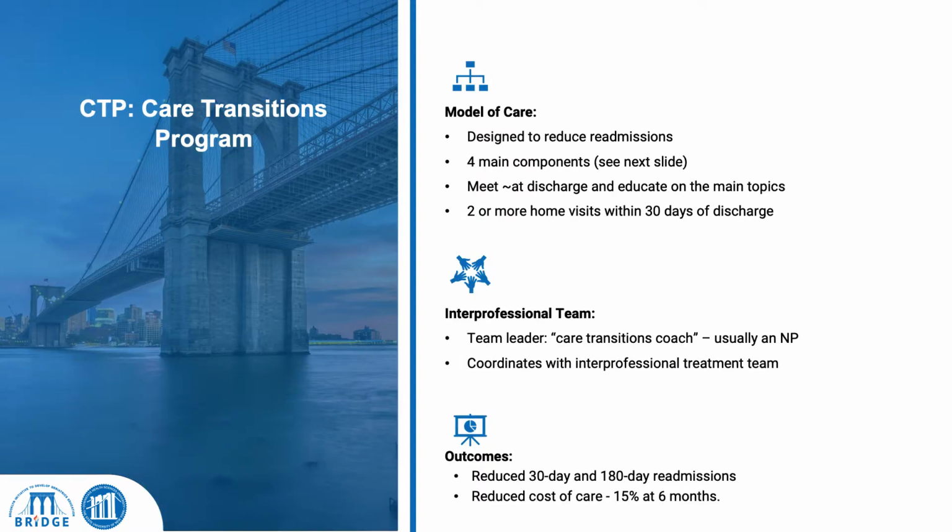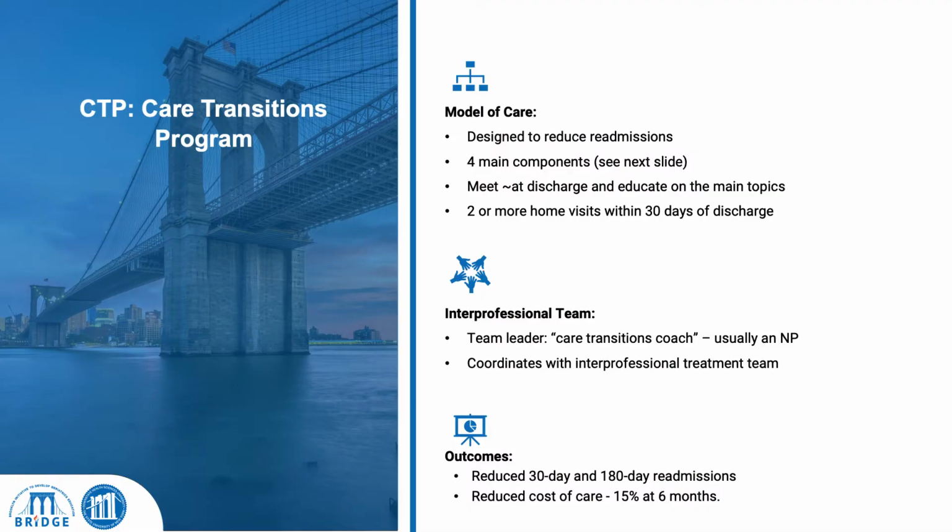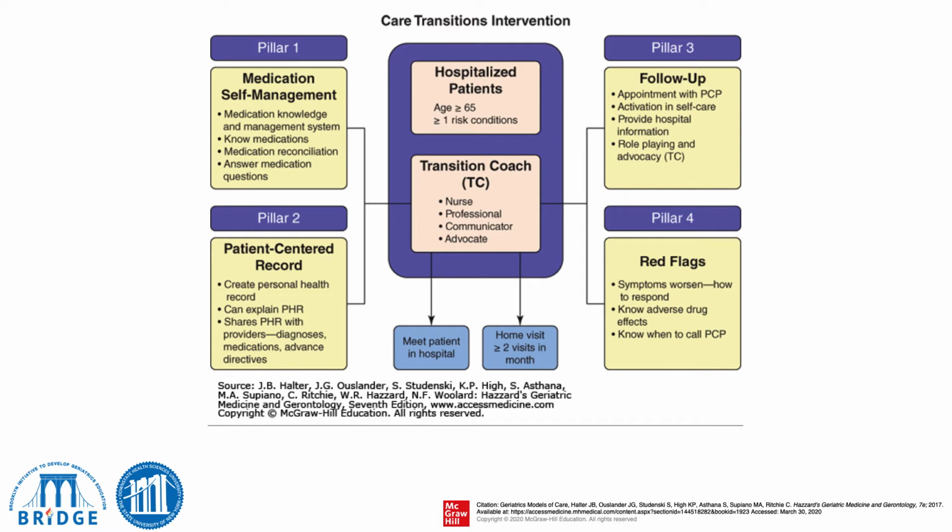There's the CTP model, Care Transitions Program. So in this model, which is again designed to reduce readmissions, there's 4 main components that I'll talk about on the next slide. The team meets at discharge and educates the patient on these main topics. And then they provide 2 or more home visits within 30 days of discharge. The interprofessional team is made up of a care transitions coach, usually a nurse practitioner, who coordinates with the interprofessional treatment team at large. And again, outcomes are improved, reduced readmissions, reduced cost of care. And this is what that model looks like.